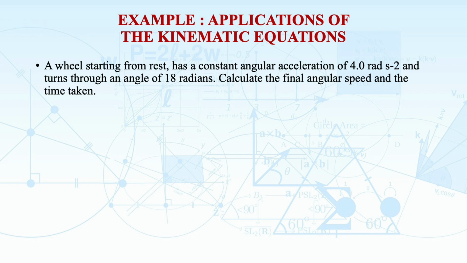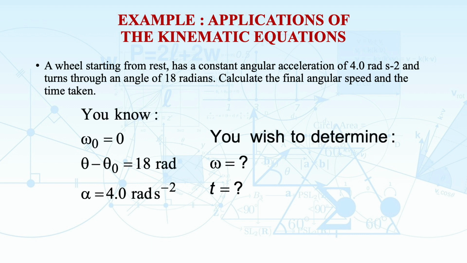So what are the things that you know? You know that the wheel is starting from rest. So the initial angular speed, which is omega 0, is 0. You know that it has turned through an angle of 18 radians. So basically, if you take theta 0 as 0, that is the initial angular position, the final angular position minus the initial angular position is 18 radians. That is, theta minus theta 0 is 18 radians. Finally, you know that the constant angular acceleration of the wheel is 4 radians per second squared.